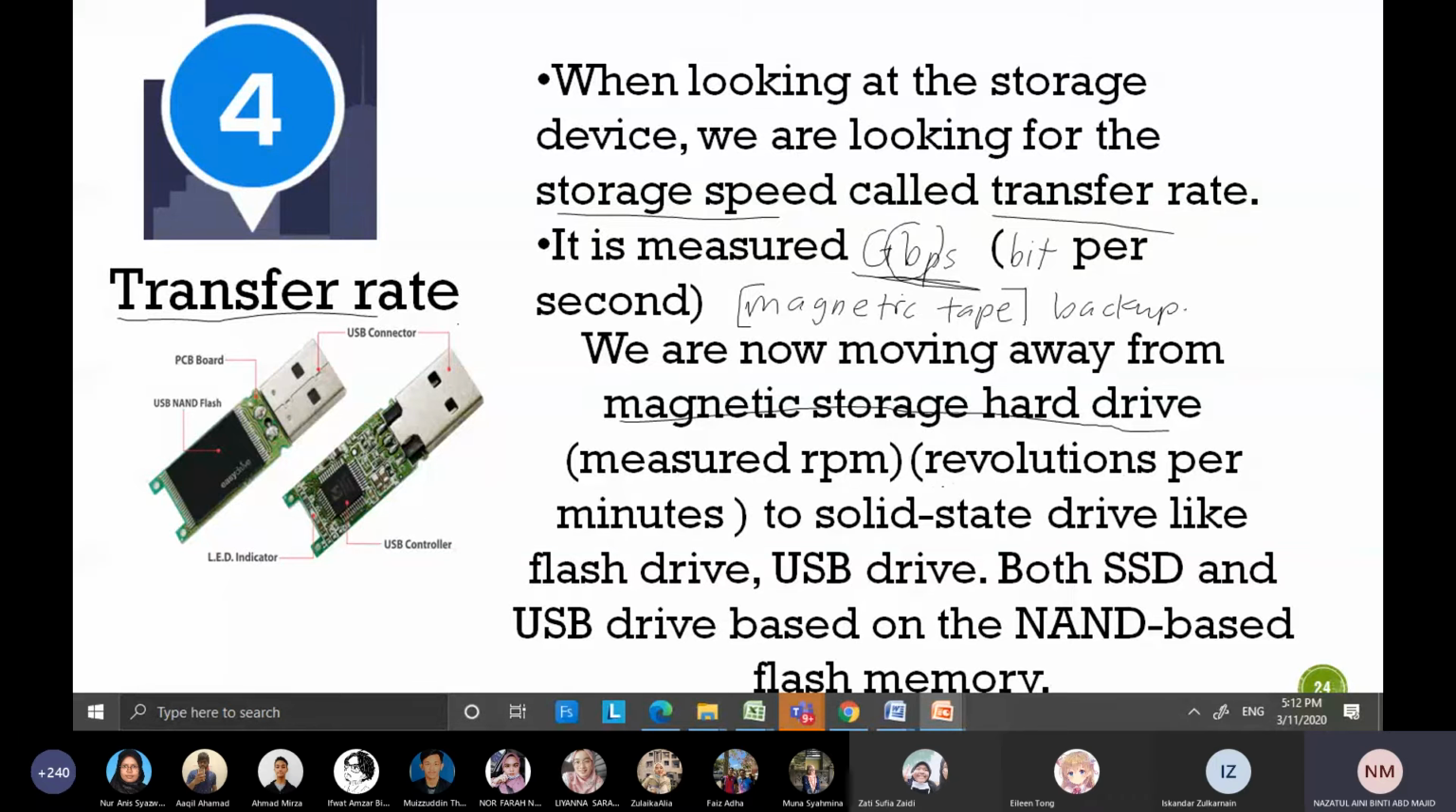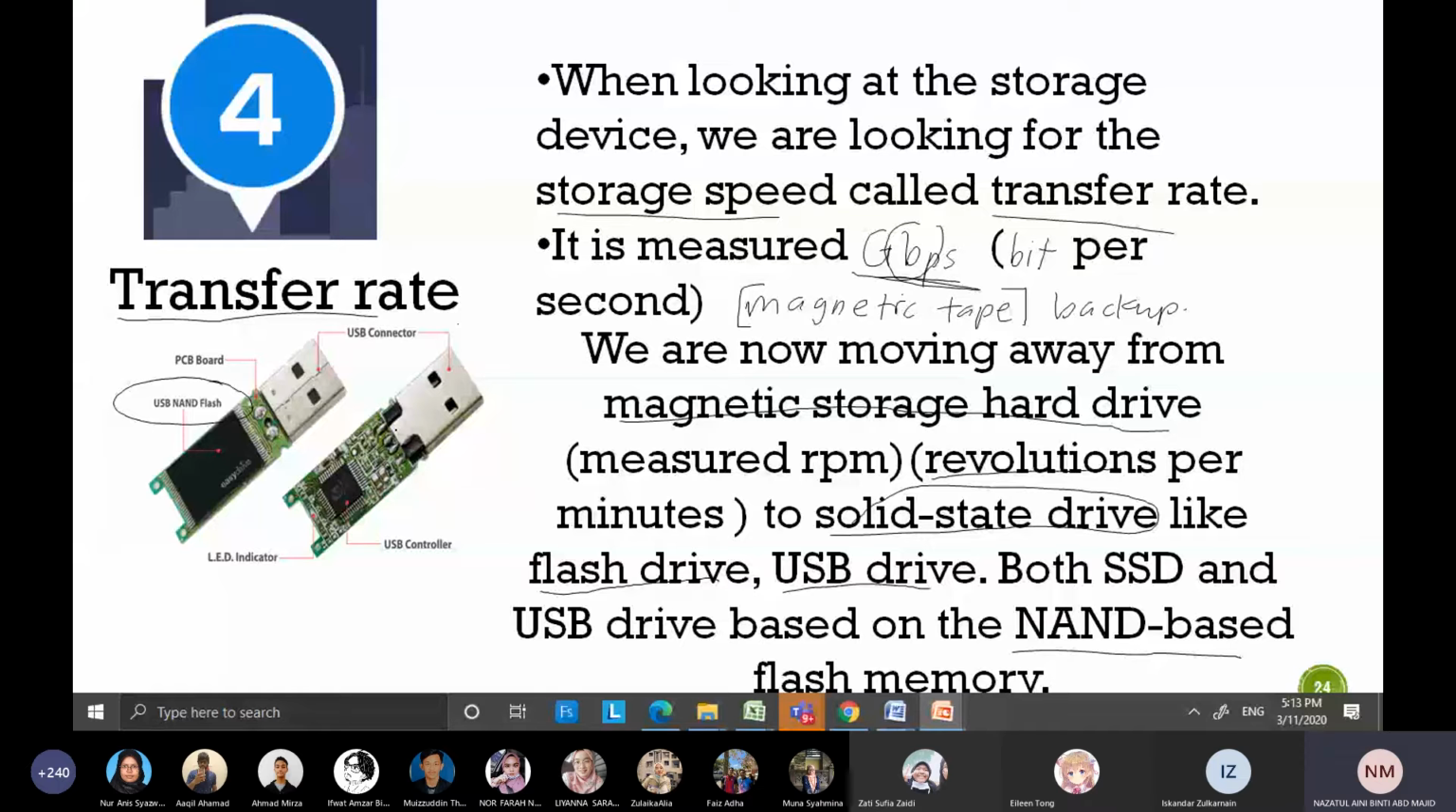Magnetic tape is measured in revolutions per minute, but now we are going to solid state drives, because this technology is based on flash drives, like USB drives. Both SSD and USB drives are now based on NAND. This USB NAND flash is the type of technology they now use in order to improve the performance of the transfer rate.